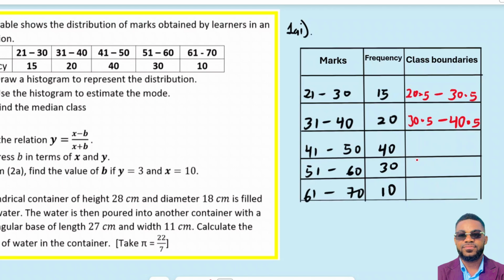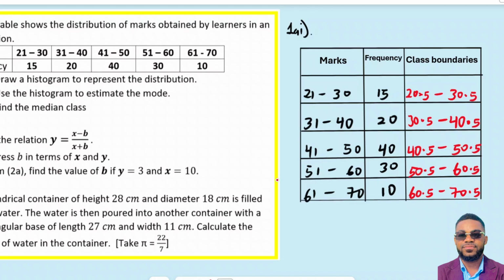Let me continue with the next one. We have 41 minus 0.5, which is 40.5, and 50 plus 0.5, which is 50.5. The trend continues like that, so here it is going to be 50.5 to 60.5. You have seen the trend. Now let's move on to the last one: 60.5 to 70.5. So now we have a continuous group. We can now represent this on the histogram. So now let's move on.